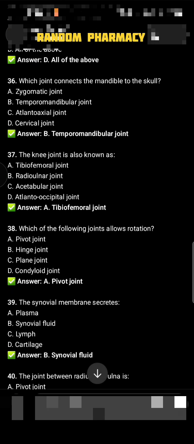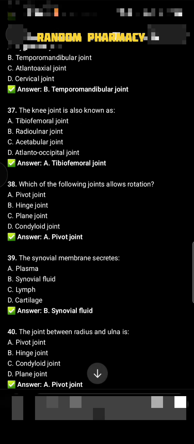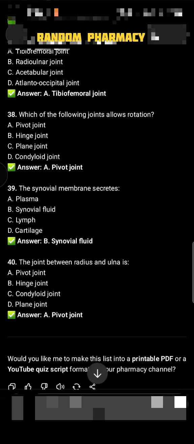Which of the following joints allow rotation? Pivot joint, hinge joint, plane joint, condyloid joint. The right answer is pivot joint. The synovial membrane secretes plasma, synovial fluid, lymph, cartilage. The right answer is synovial fluid. The joint between radius and ulna is pivot joint, hinge joint, condyloid joint, plane joint. The right answer is pivot joint.